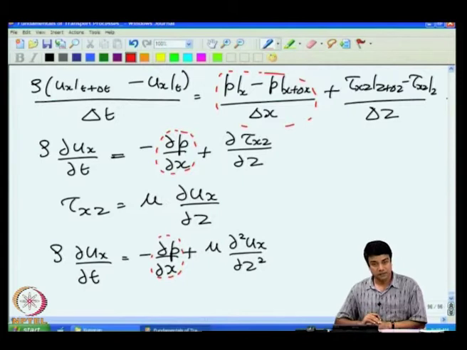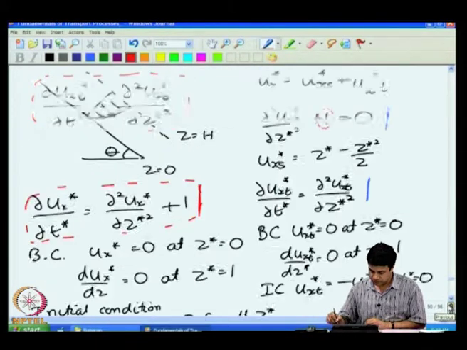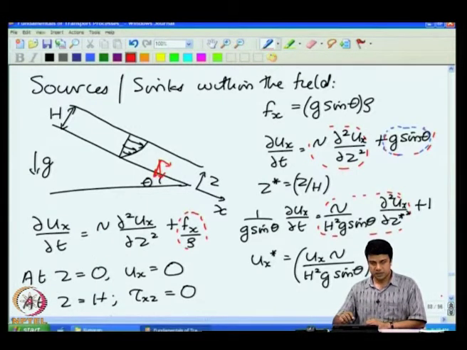Note that the effect of the pressure gradient is remarkably similar to the effect of a body force. If we go back to the equation for the flow down a plane, I had a similar equation, dux by dt is equal to the kinematic viscosity times d square ux by dz square plus an additional term, which is g times sin theta. In the case of a pressure driven flow, I get a term that is exactly similar to this, except that it is a pressure gradient and not a body force. So, the effect of a pressure difference across the tube is similar to the effect of a body force acting on each element of the fluid.